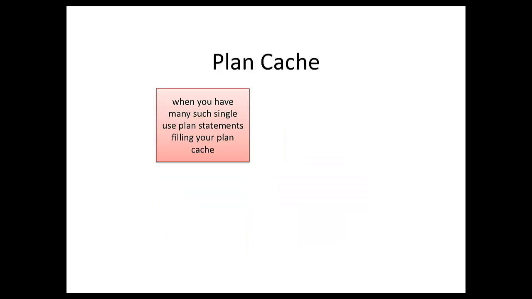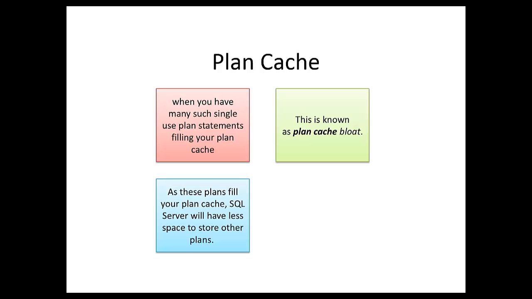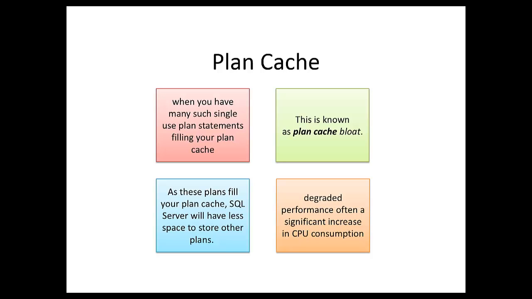So what's the problem? What are we looking for? We're looking for a lot of these single-use plans filling up your cache. It has a name, and it's called plan cache bloat. A lot of these plans filling up the cache is bad because there is less space for other plans. We often see degraded performance, and we'll often see a huge spike in CPU consumption.